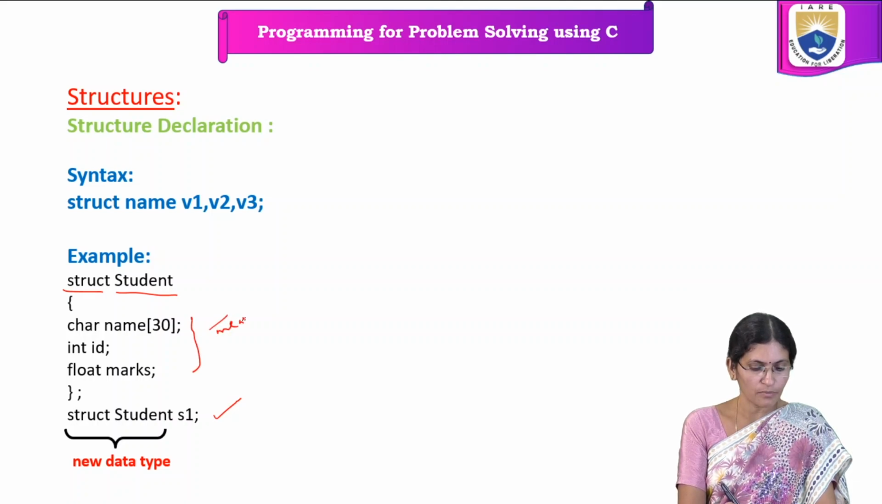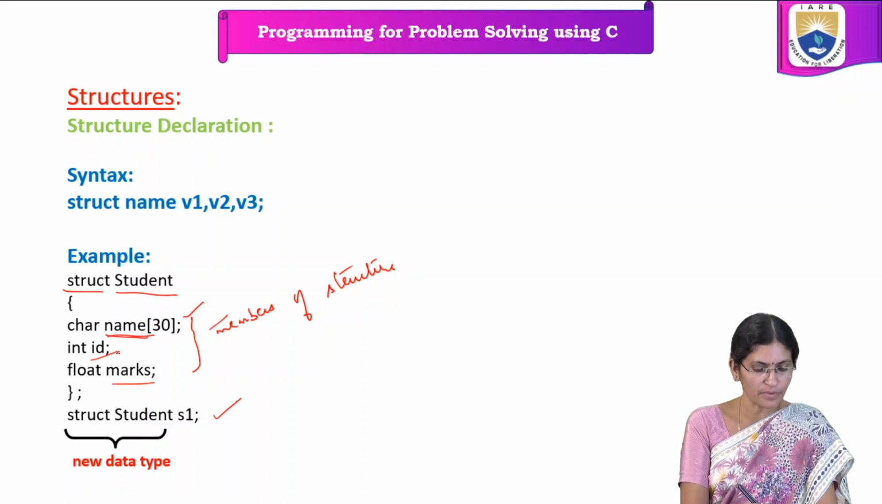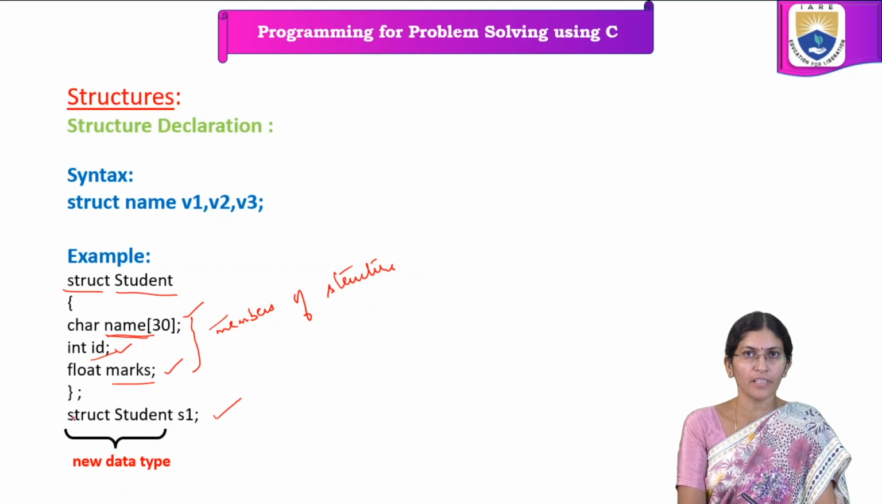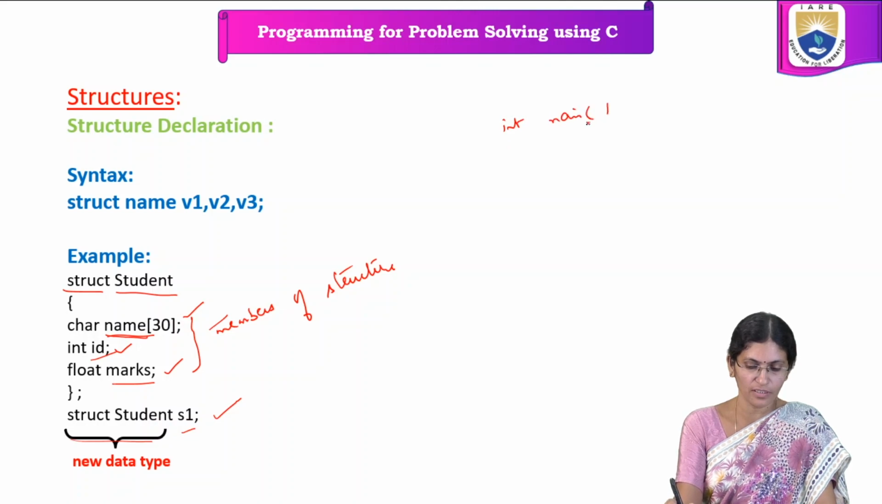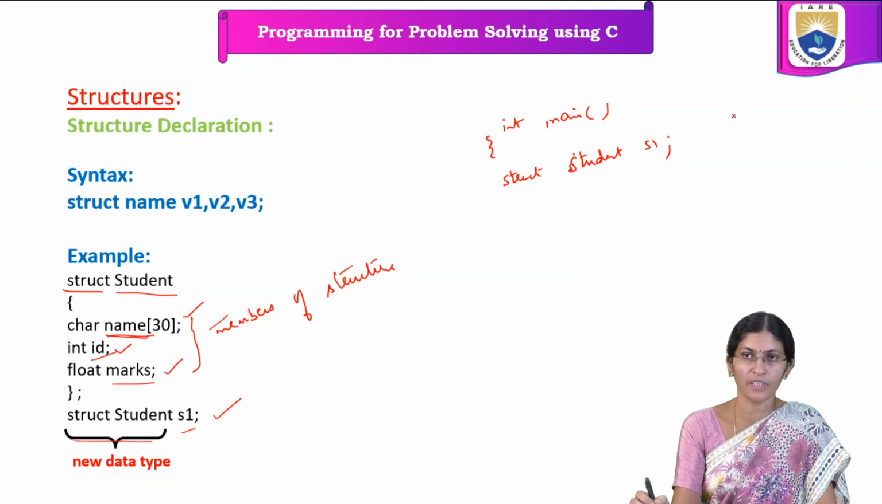So all these are members of the structure, the different members: name, then ID and then marks. Name belongs to character data type, ID is integer type and marks are float type. So in order to declare a variable for this structure, this is the syntax: struct student and then s1. So inside the int main function, we can declare it in this way: struct student and then s1 and so on. We can declare some other variables also, s1, s2 and so on.